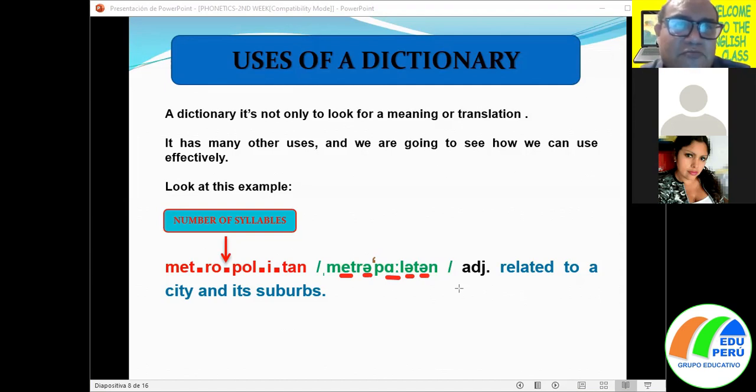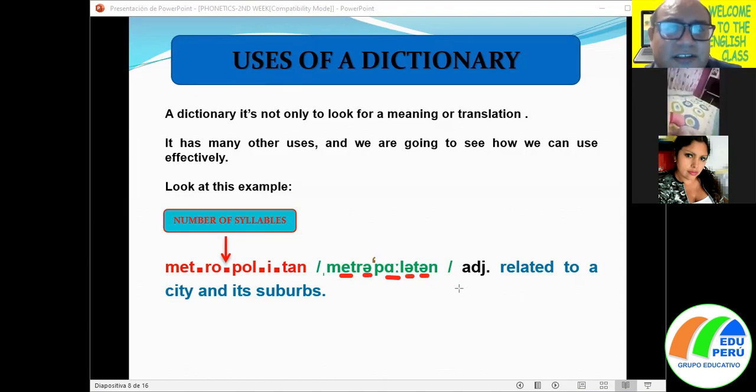Metropolitan. Me and po are going to be stressed. One has a secondary stress and the other has a primary stress. There are some words that could have two stresses, not just one, two stresses.